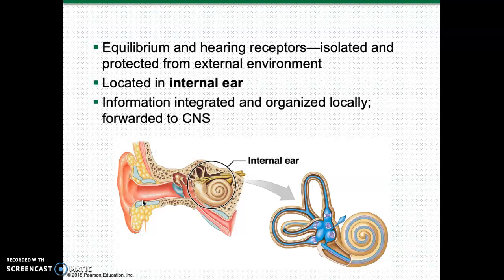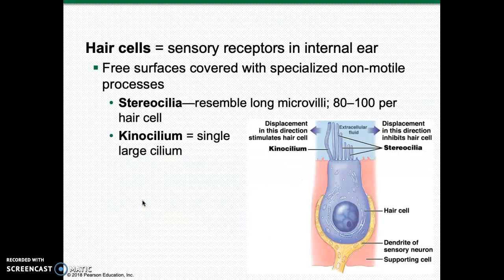It's a little different with equilibrium and hearing because these are separate or isolated from the external environment. And the organs for equilibrium and hearing are in the inner ear. The information is organized right there in the inner ear, and then that information is forwarded to the central nervous system. So we have hair cells in this for hearing and equilibrium. And hair cells are sensory receptors in the internal ear.